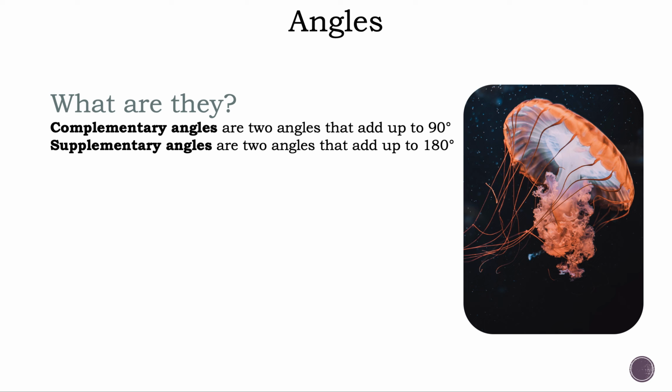Angles. Complementary versus supplementary. What are they? Complementary angles are two angles that add up to 90 degrees. Supplementary angles are two angles that add up to 180 degrees. Why? Helps to navigate direction.